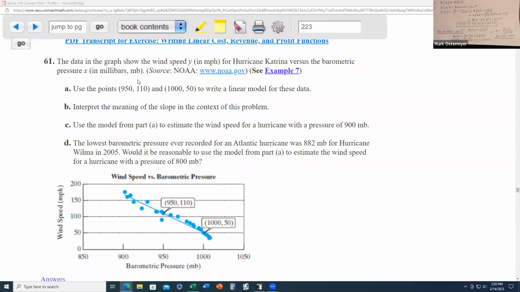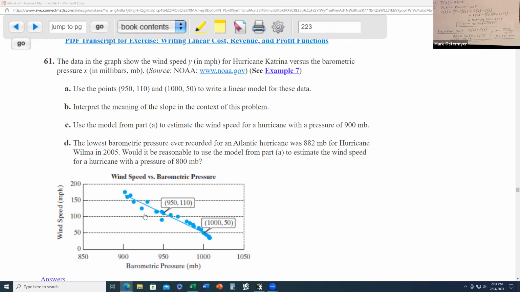The data in the graph shows the wind speed Y in miles per hour for Hurricane Katrina versus the barometric pressure X in millibars. The source is the National Oceanic and Atmospheric Administration, NOAA. We collected some data points here. In fact, there are quite a few data points that have been plotted.